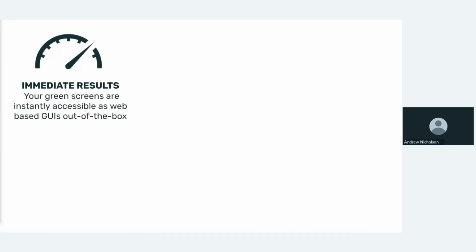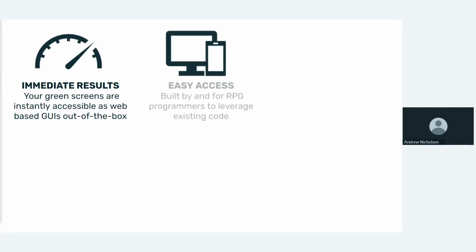So again, thank you, Greg. We saw much in the demonstration on how Presto can help you. First, your existing green screens are instantly accessible as modern web pages without requiring changes to your source code. And it's easy to deploy and access, with users only needing a browser to access the web-enabled screens internally or remotely from desktops or mobile devices.